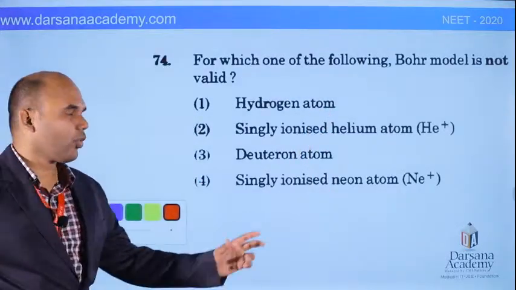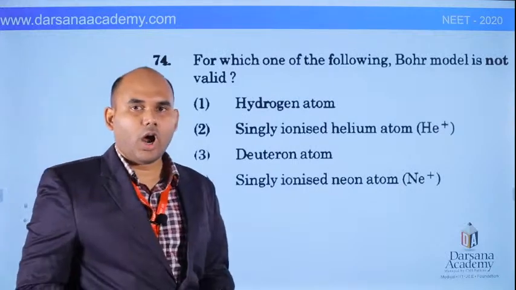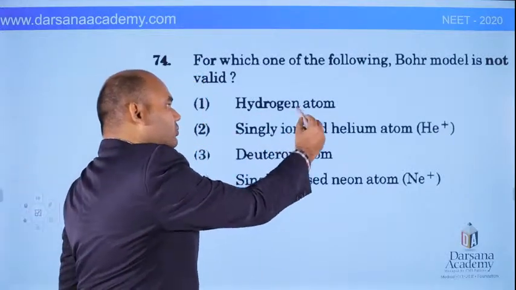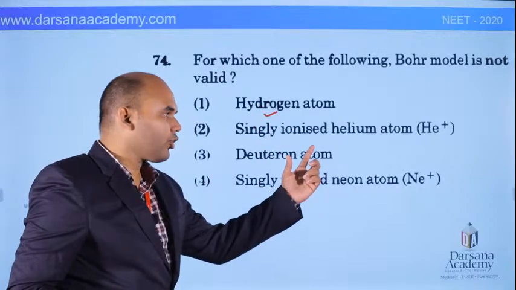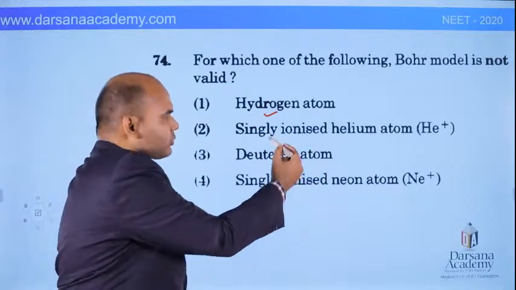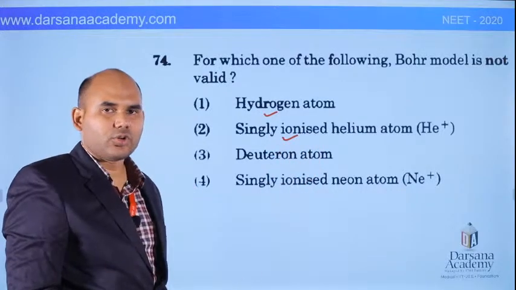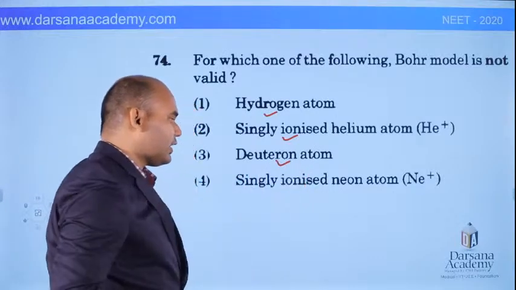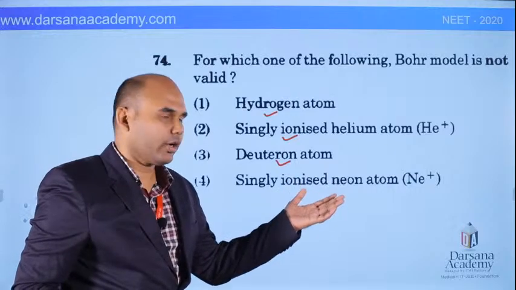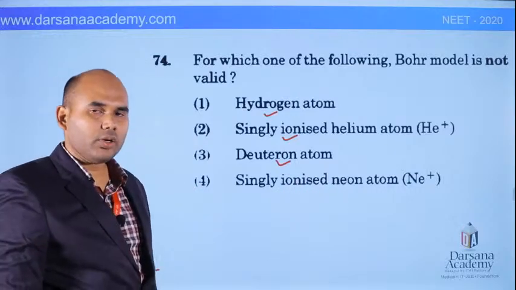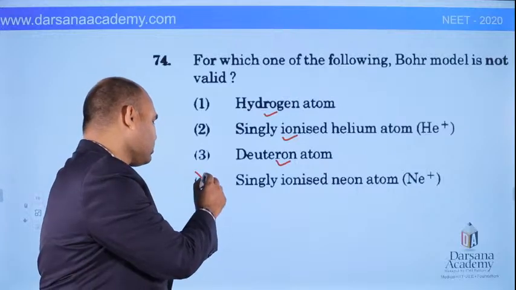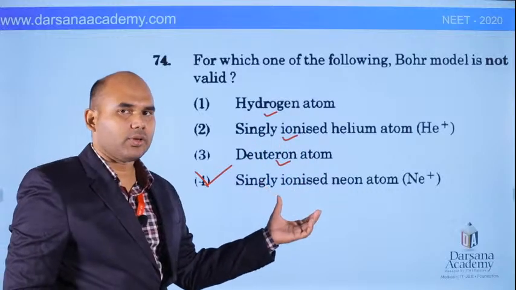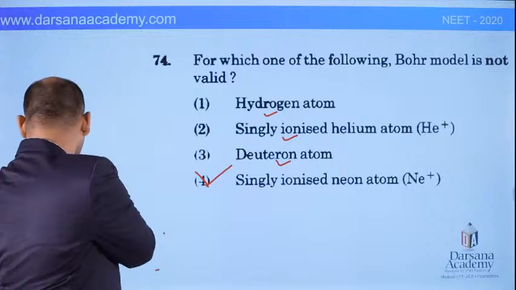It is a very simple problem. Bohr model is applicable to what? Hydrogen or hydrogen-like atoms. So four options are given. This one is applicable here. Singly ionized helium atom is also applicable. Deuteron is also an isotope of hydrogen, so it is also okay. Last option, singly ionized neon atom. No, for this the Bohr model will not be applicable. So this option is correct, as they are asking which one is not applicable. Okay, simple problem.